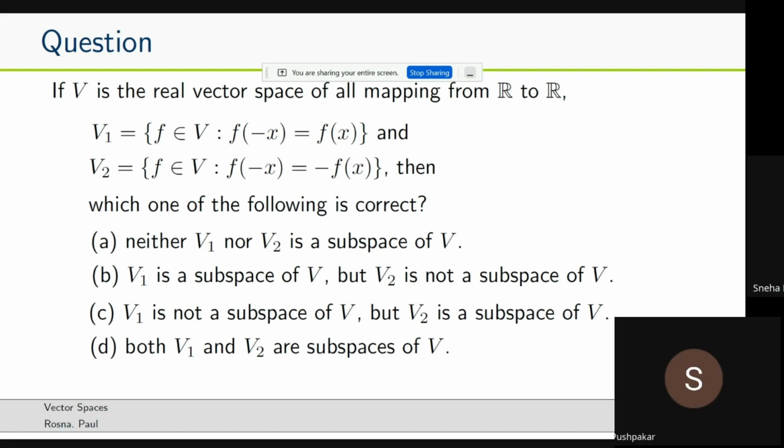Ma'am, I think V1 is a subspace, but V2 is not a subspace. I'm looking at it like if we multiply to odd function, it may be an even function, so it doesn't belong to V2. So V2. Yeah, there is one.